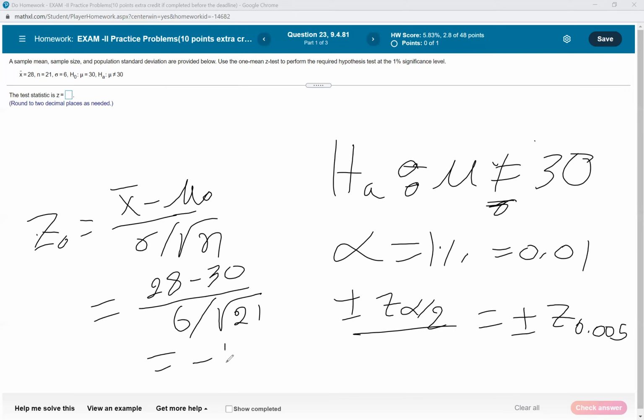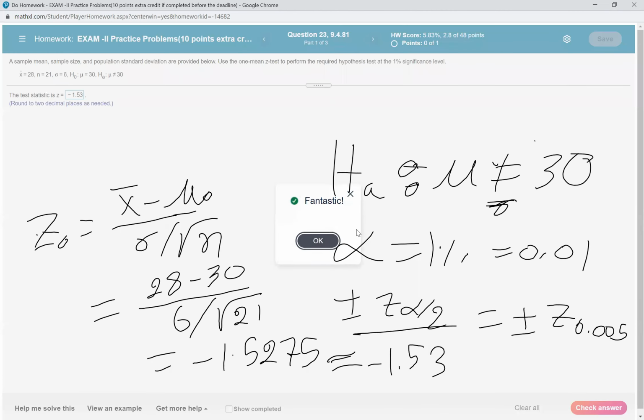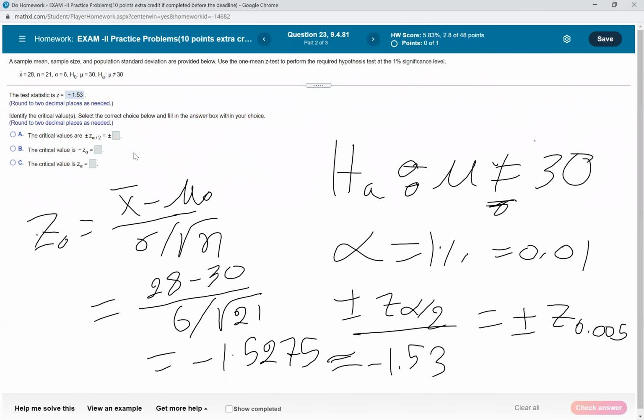I found negative 1.5275. We need 2 decimal places, so that means negative 1.53. This is our test statistic, negative 1.53. Let me check the answer. Yeah, that's the correct answer. Now I need to identify the critical value.